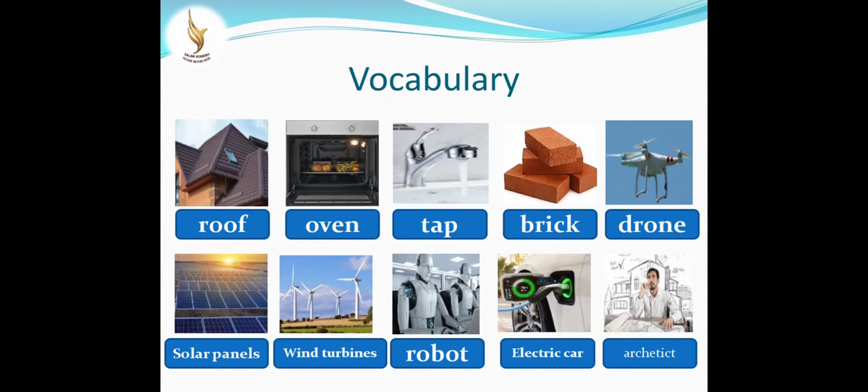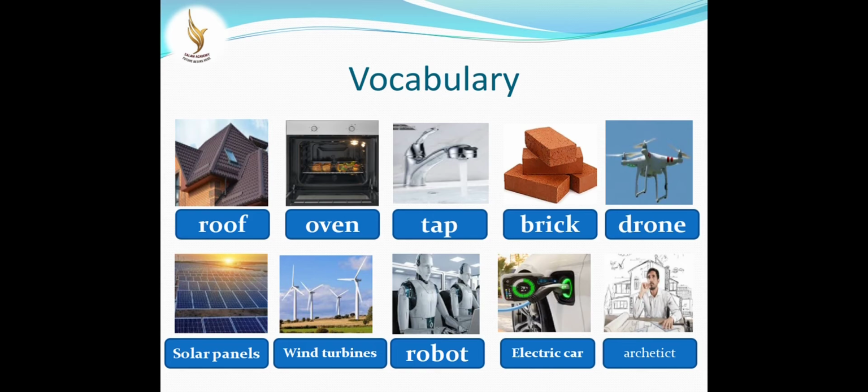Other vocabulary, we have roof. You can see roof on the top of the house. Oven. We use oven to bake or cook food. Tap. You can see tap on the bathroom usually. You can open the tap to get water. Brick. We use brick to build walls.